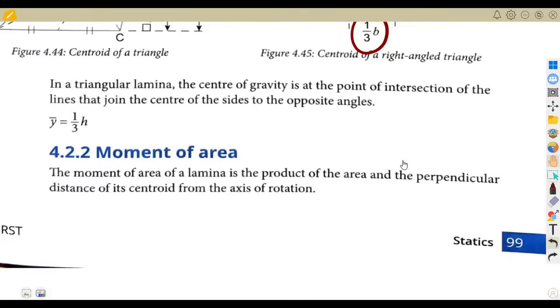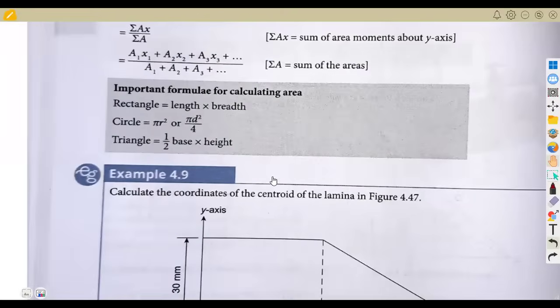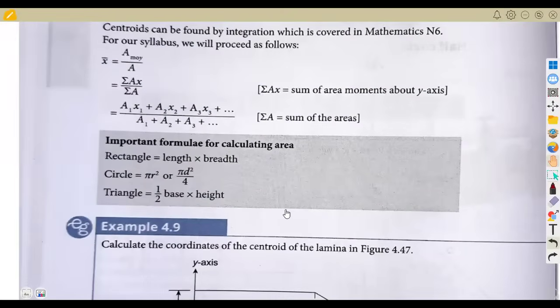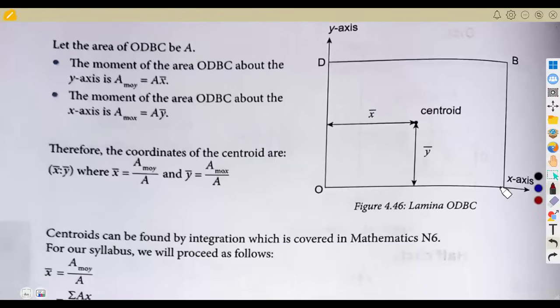All right, then we've got the moment of area, as we talked about this, guys. The moment of force is the force times the perpendicular distance. So we've got the moment of area. The moment of area of a lamina is the product of the area and the perpendicular distance from the axis of rotation. So if we consider it now in terms of area, in each and every part that you are given, you are going to need the area of each section. So this is what we have.